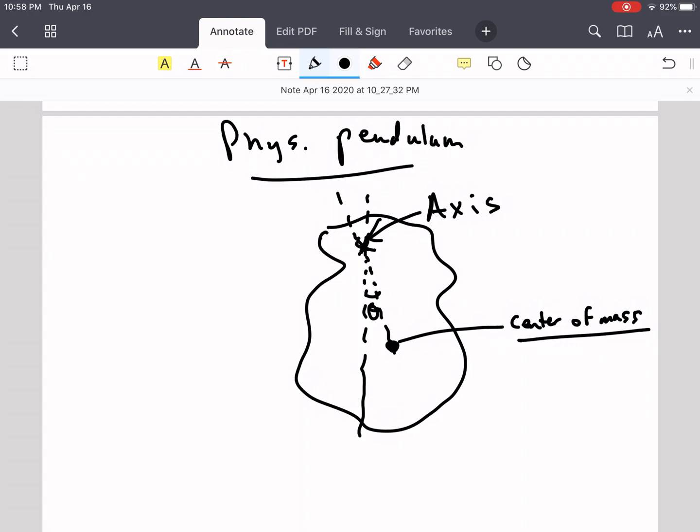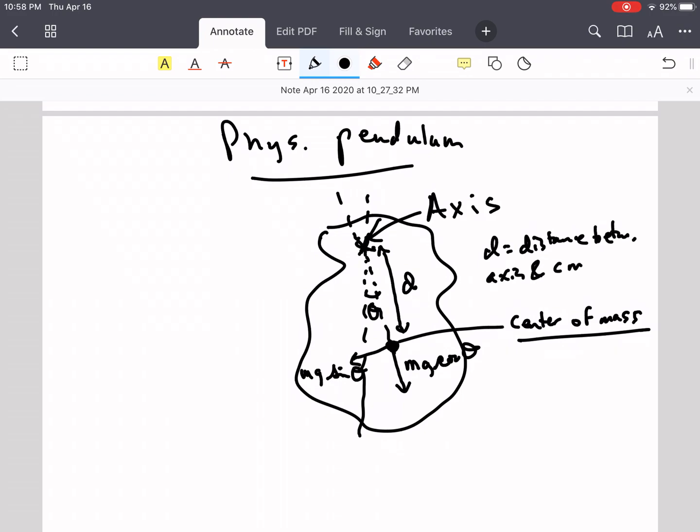So I'm doing the exact same thing I did on the previous example of the simple pendulum. I find that mg cosine theta points parallel to this radius vector, and mg sine theta points perpendicular to it. And the final thing I want to label on this drawing is the distance between the axis and the center of mass, d. So d is the distance between the axis and the center of mass. All right, so there we go.